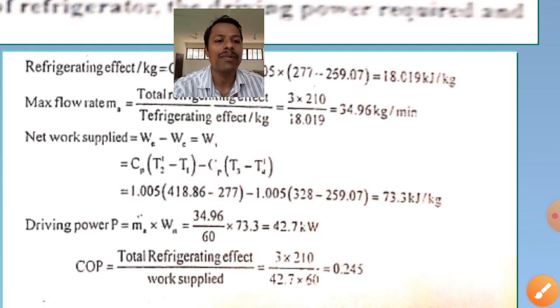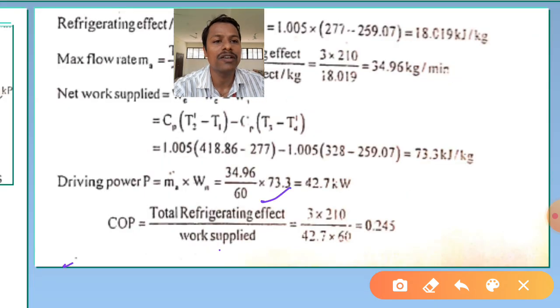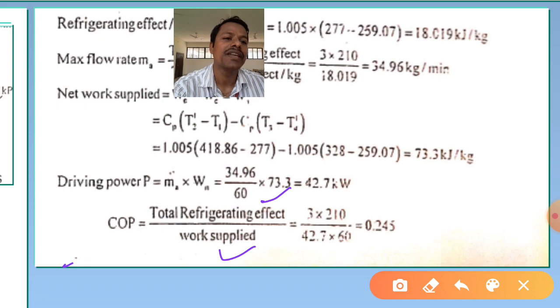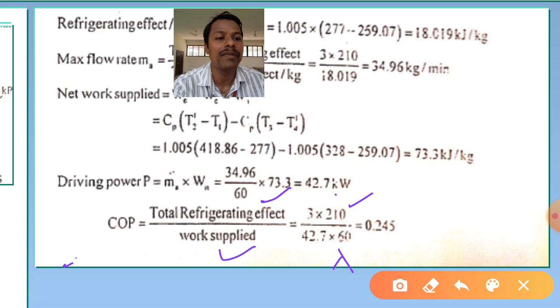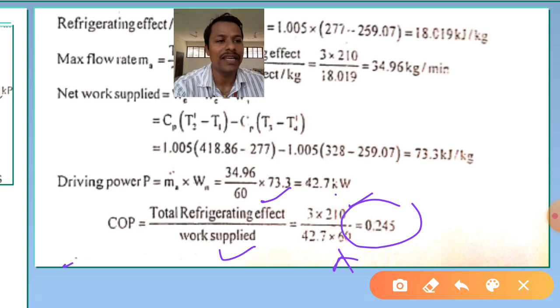So, then again we will apply the formula that we have already discussed. COP is total refrigeration effect divided by work supplied. Total refrigeration effect is 3 into 210 kilojoule per minute, divided by 42.7, which is in kilowatt. To convert it to kilojoule per minute, I will multiply it by 60. So, finally, COP is calculated as 0.245.